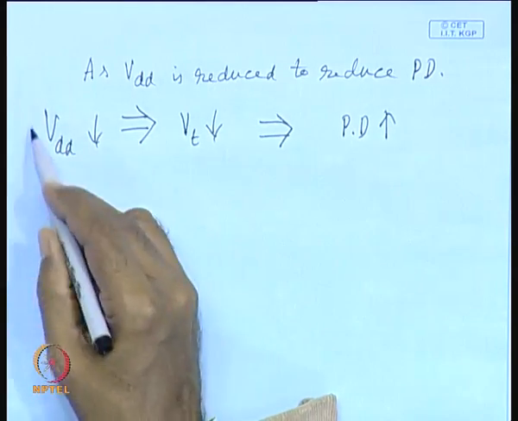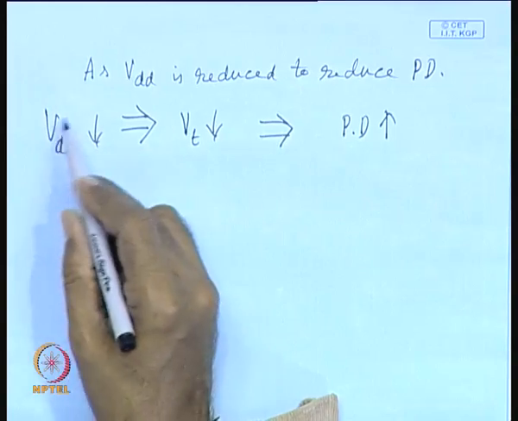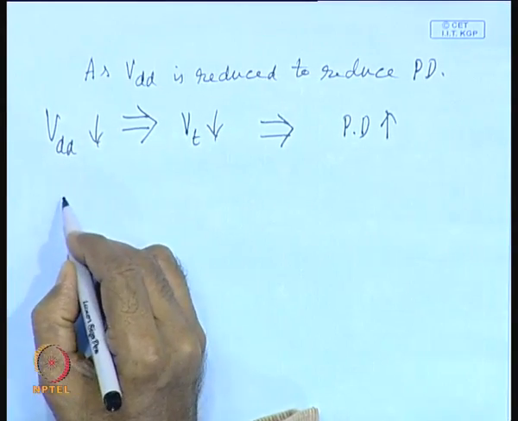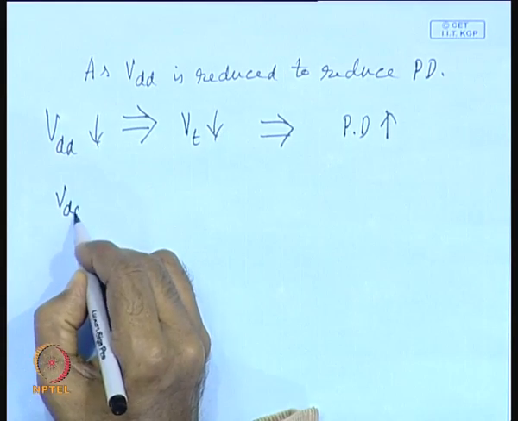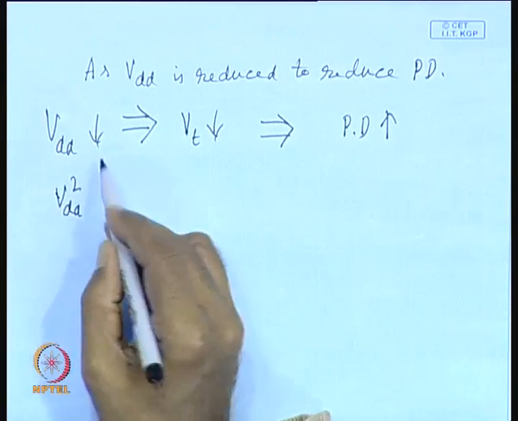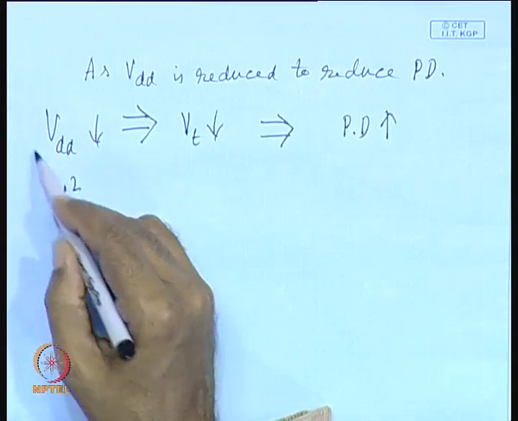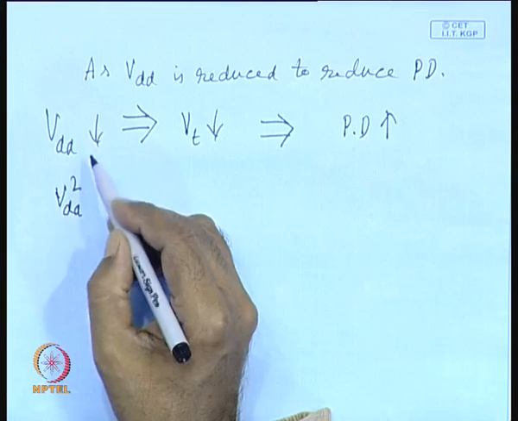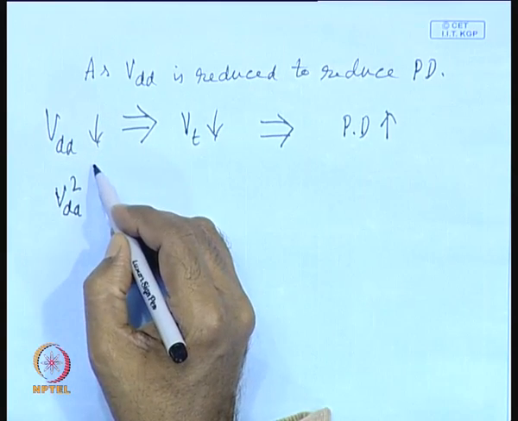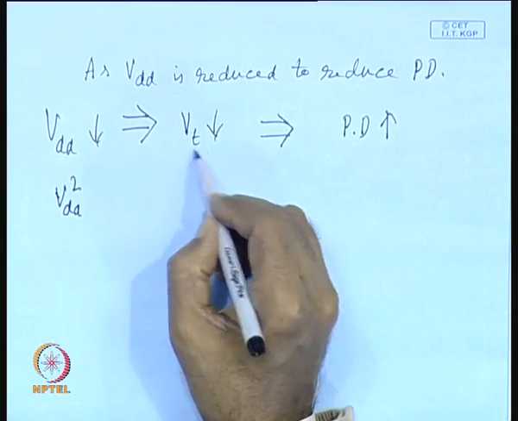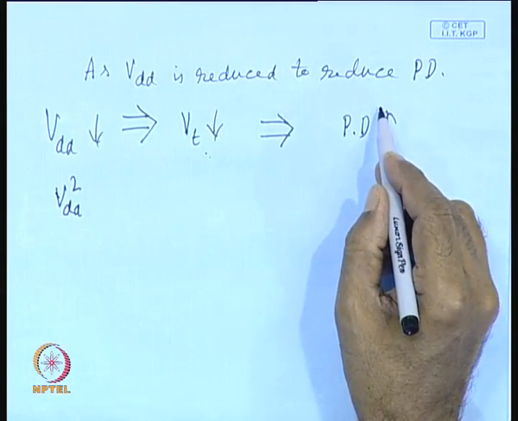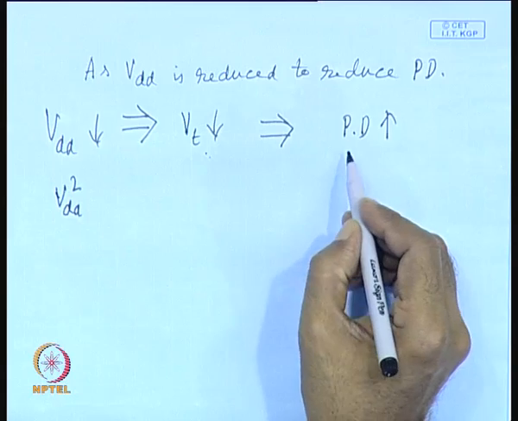The supply voltage is reduced to reduce the power dissipation, particularly the dynamic power dissipation. As you know, the dynamic power dissipation is proportional to VDD square. Leakage power is also reduced. So, supply voltage scaling is a very important technique in reducing power dissipation. As you do so, you are reducing the threshold voltage, and as you reduce the threshold voltage, power dissipation is increasing. So, it has turned out to be a vicious circle.